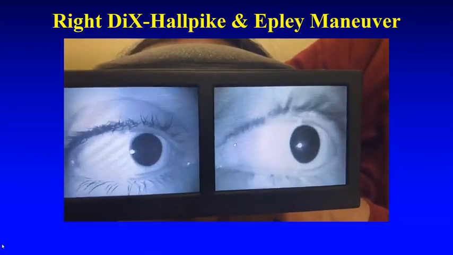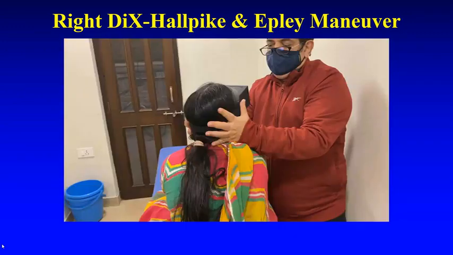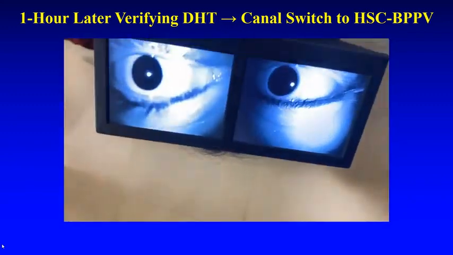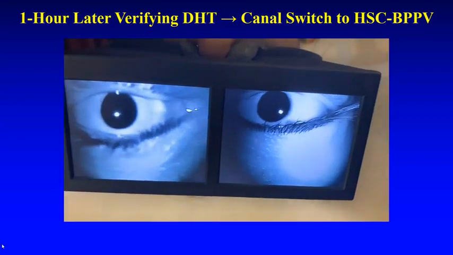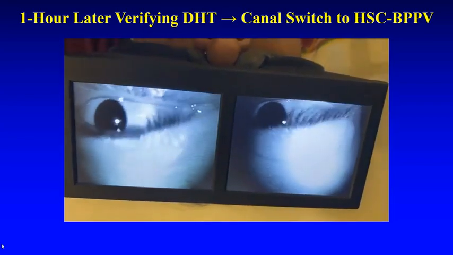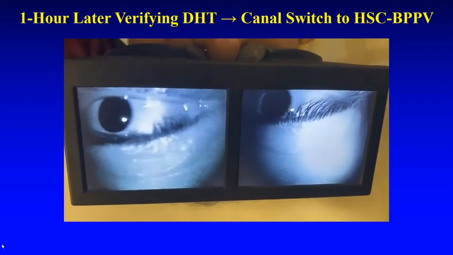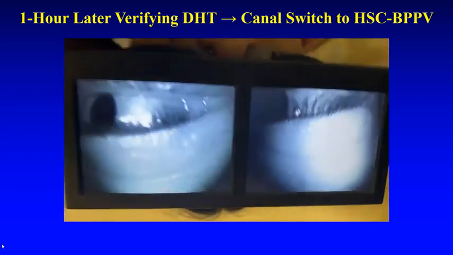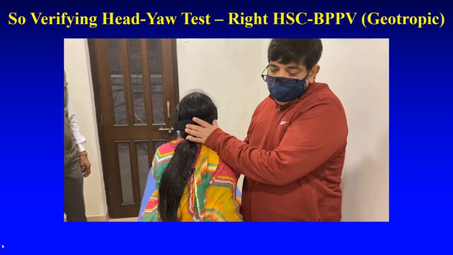After 1 hour, a verifying right Half-Hallpike test was done, and this shows a right beating horizontal nystagmus, implying that canal switch to the right horizontal semicircular canal has occurred, and this has to be evaluated with the supine roll test or the head yaw test.